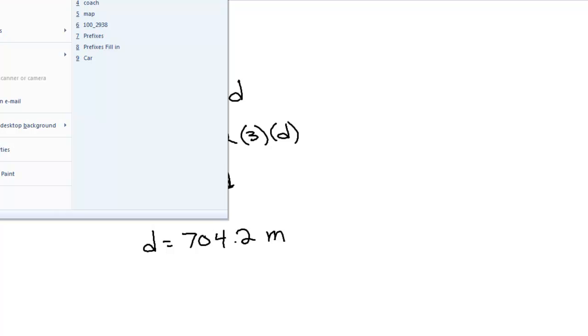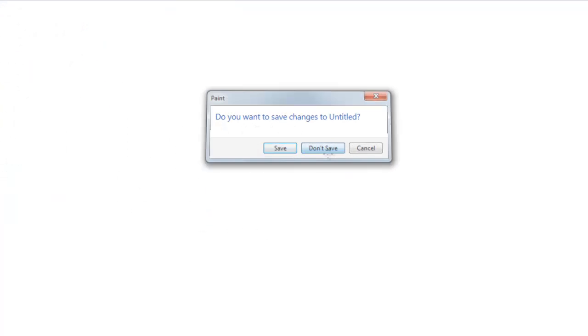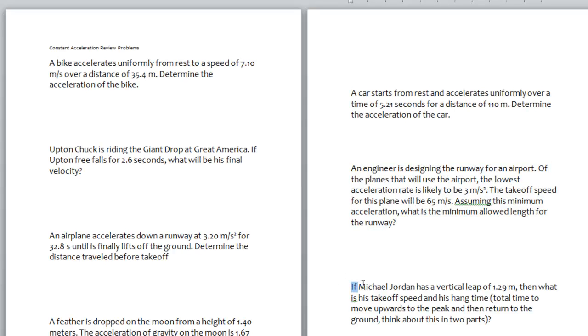All right, let's move into our last one now. So in this last question, we're dealing with something that goes up and then something that comes back down. So in order to deal with these questions, what we want to do is think about them in 2 pieces. We want to think about the up piece first, and then we can figure out the down piece.